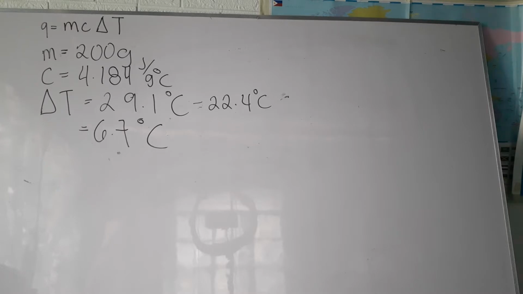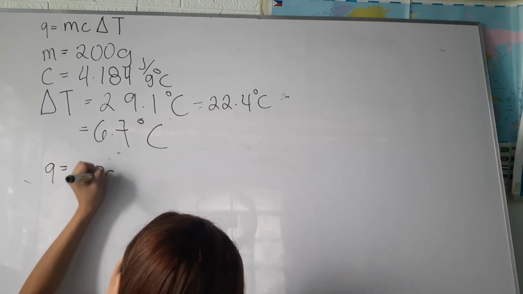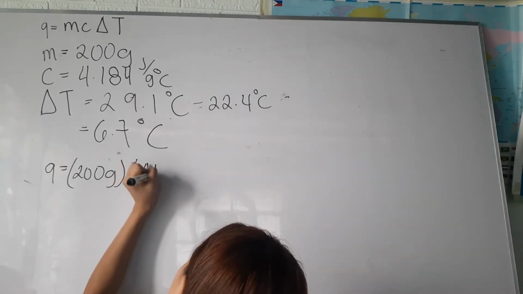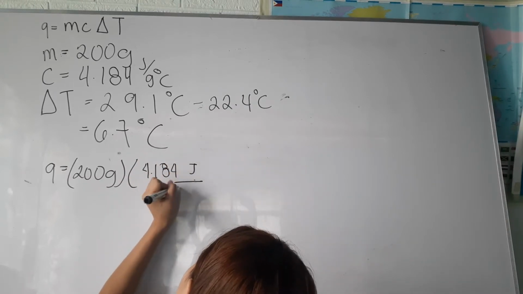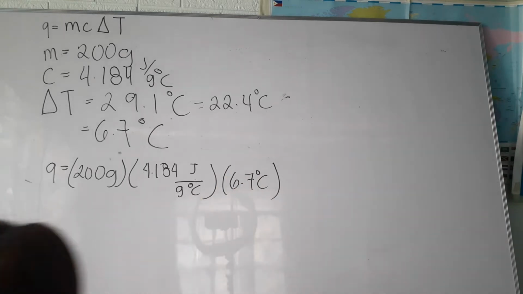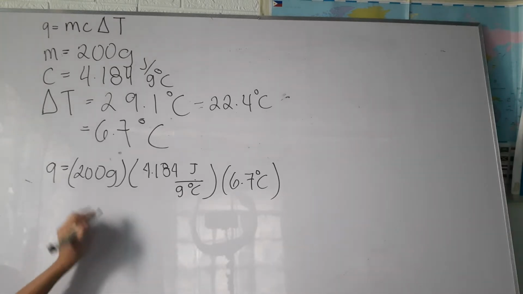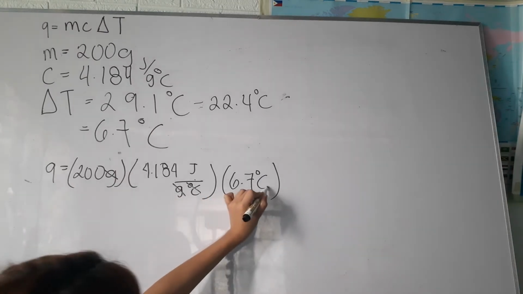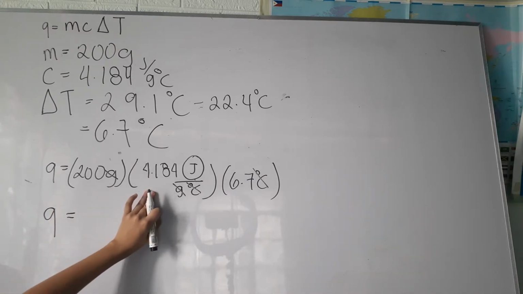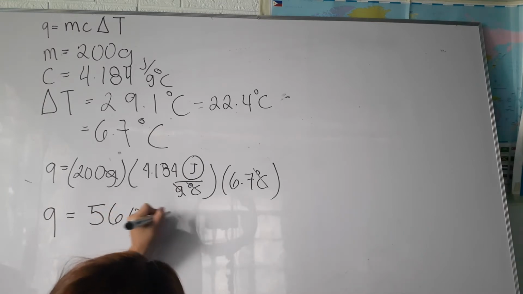So, isa-substitute lang natin siya. So, Q is equal to... Ayan. So, nasubstitute na natin siya ngayon. Gagawin ulit natin, magka-cancel tayo. Ayan, grams. Ayan. So, maiwan na lang is yung joules. So, i-multiply na natin siya ngayon. 200 times 4.184 times 6.7 is equal to 5,600 joules. Ayan.